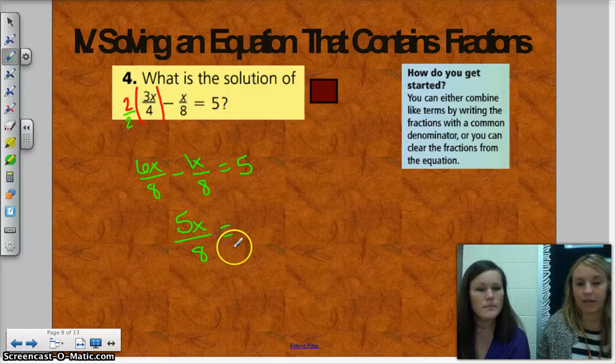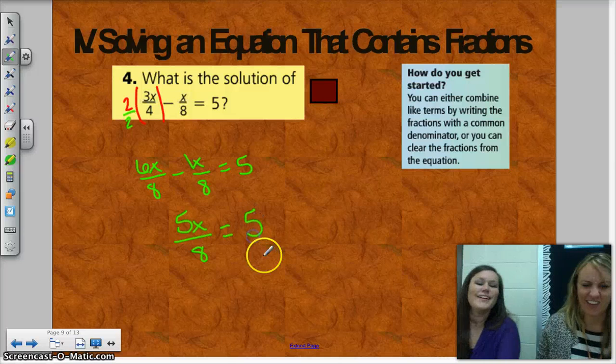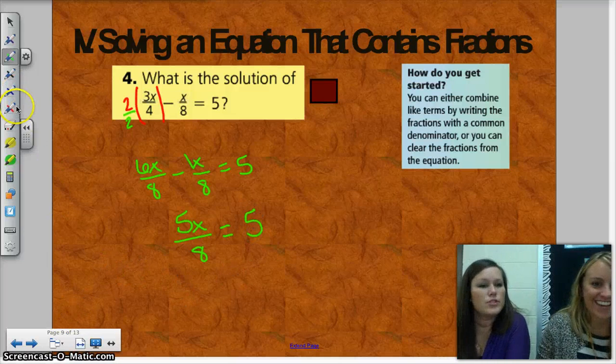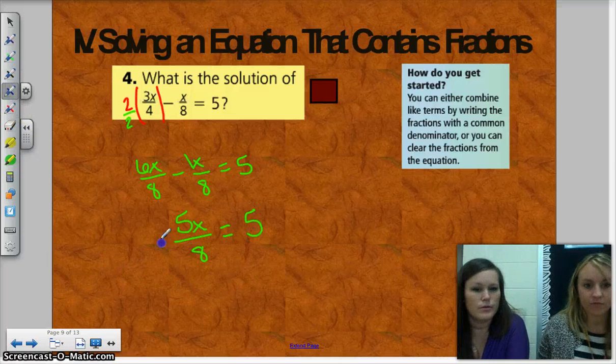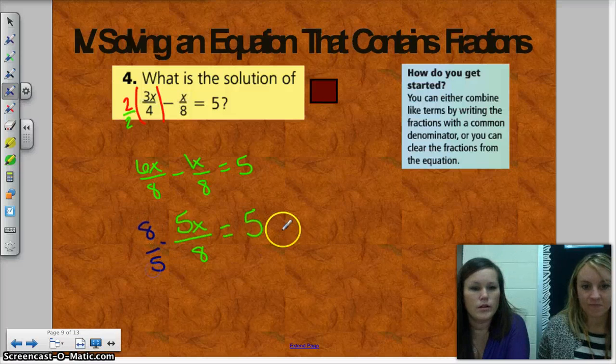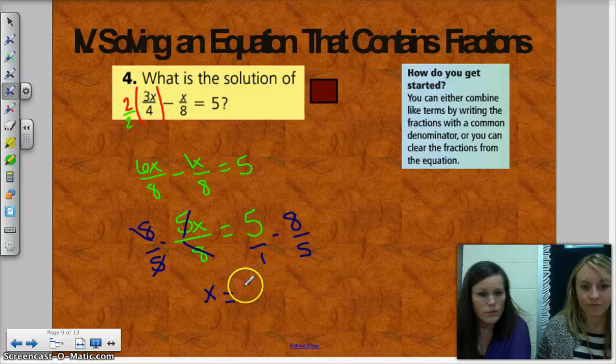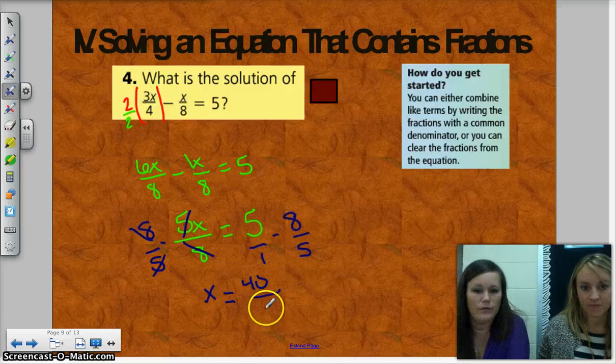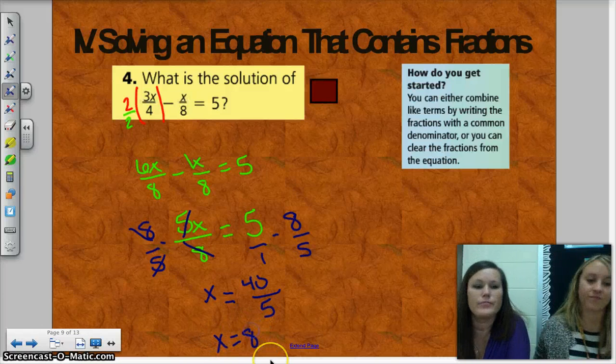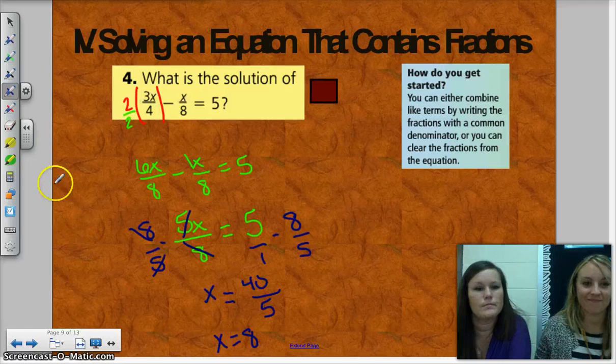Oh, I thought you were saying equals on that side. No, no. Yeah, and then we're just going to multiply by the reciprocal. Got it. So flip over the fraction, leave the x alone, and we're going to end up with x equals 40, because I multiplied straight across the top, over 5. X equals 8. You might not be able to see it. All right, okay? Let's keep going.